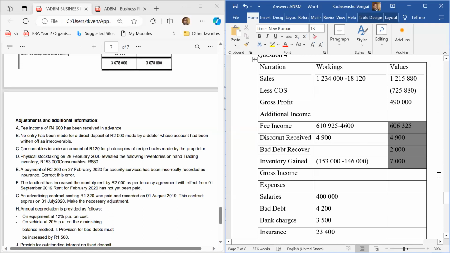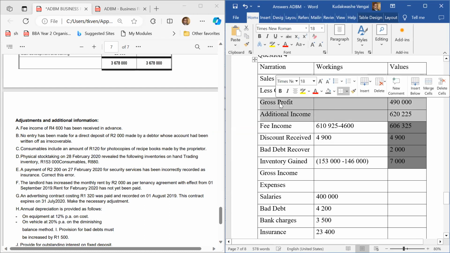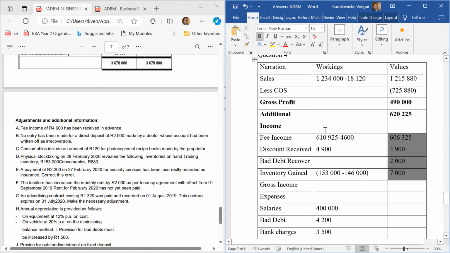So we can add up all of our additional information, additional income, 606,325, plus 4,900, plus 2,000, plus 7,000, and then we end up here with 620,225. Right. So that's our additional income, which means now we can calculate our gross income, which is going to be this figure there plus this figure there before we go to adjustments for expenses, right?